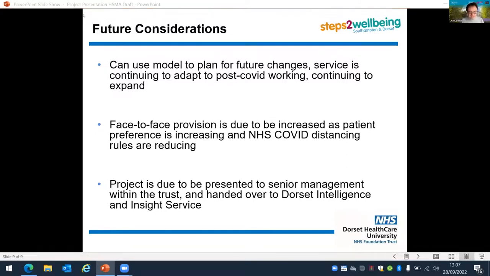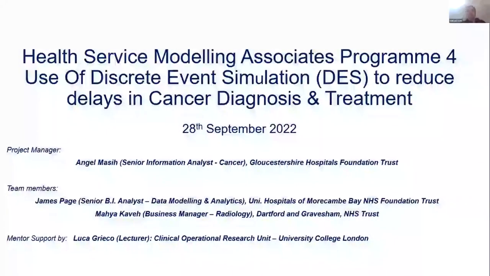Brilliant, thank you. Okay, so let's move on to the penultimate presentation for today. We've got Angel and team who've been looking at, again, another discrete event simulation, but this time looking at delays in cancer treatment. Hi, this is Maya. I'm a service improvement and business manager at Dartford and Behavioural NHS Trust. I'm supported by my team, Jim and Hannah, and our mentor, Luca.